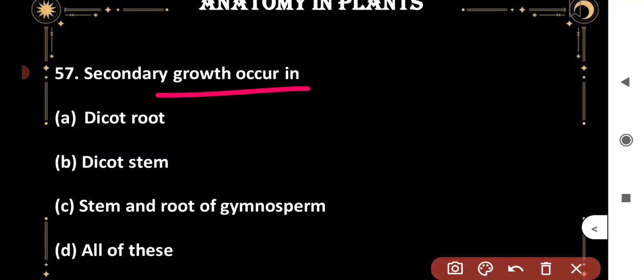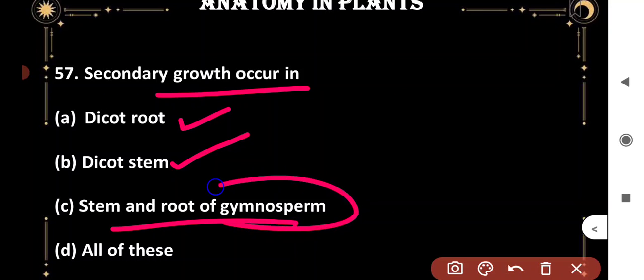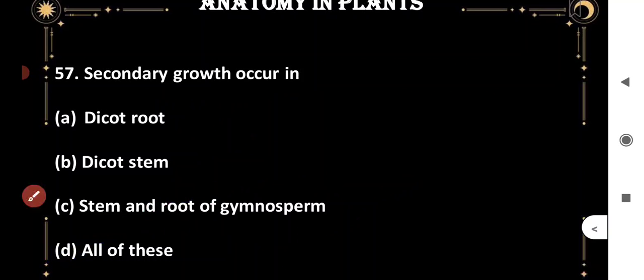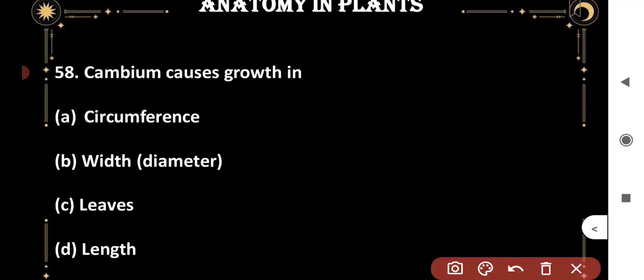Secondary growth occurs in dicot root. Yes, dicot root. Dicot stem, yes. Stem and root of gymnosperm. Gymnosperms also show secondary growth. So all of these. Option D is all of these. Next question.